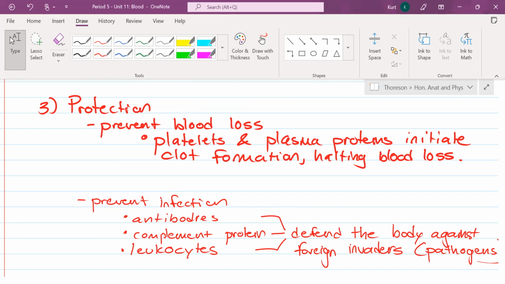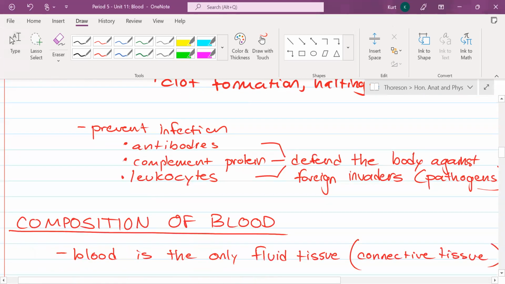And then the other aspect of protection is your antibodies and your leukocytes, which are white blood cells. They target anything that should not be in the body: bacteria, viruses, fungi, parasites, generally any sort of pathogen that may have somehow entered your body. Your immune system uses your circulatory system and the blood therein to move around your body to find anything that shouldn't be there.